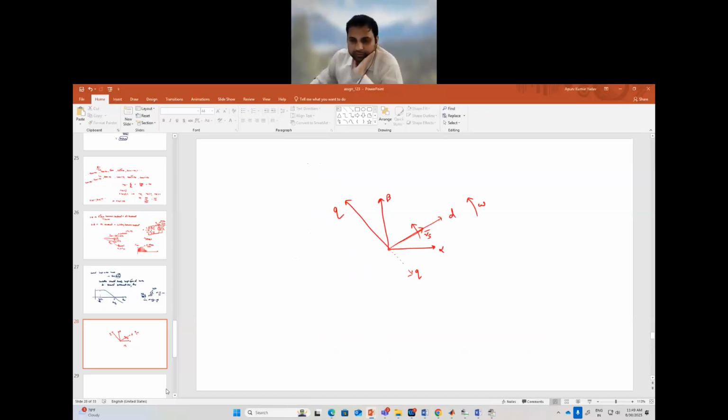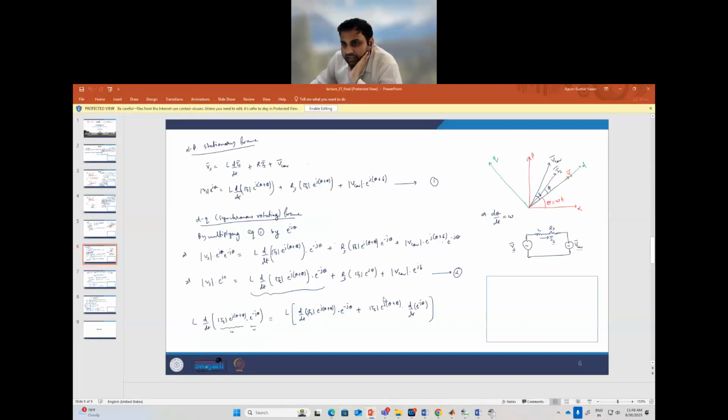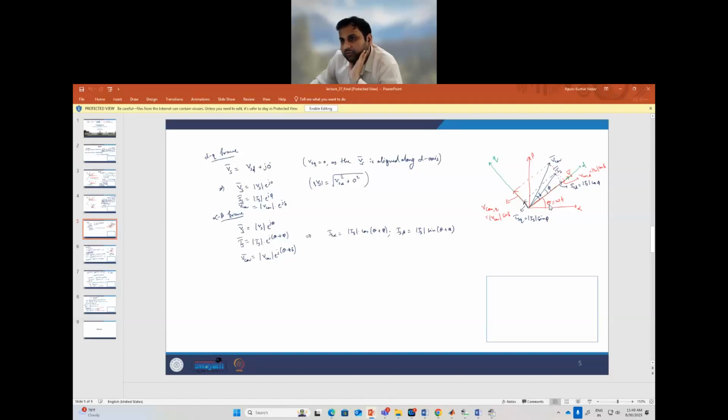See, if we see our representation, I think it's lecture number 27. See this theta angle, this theta angle is also changing with time, and we wanted to capture that information as well. If we just write the dq, we will not have this theta angle information. And that is what is happening.